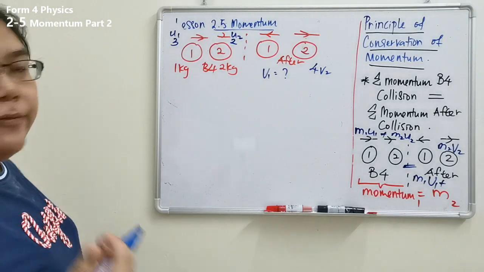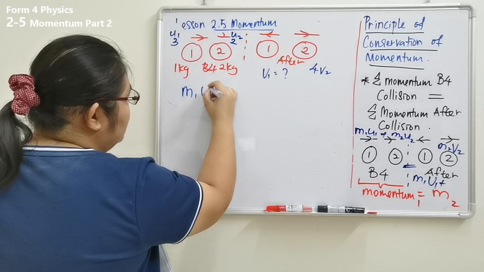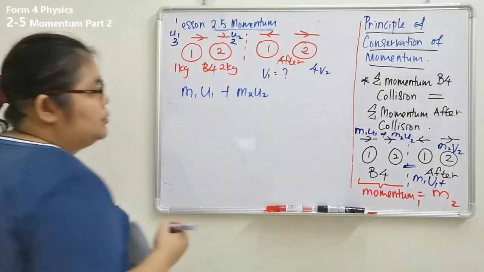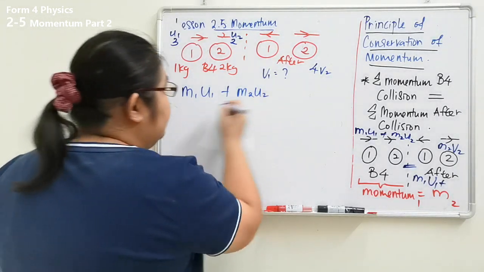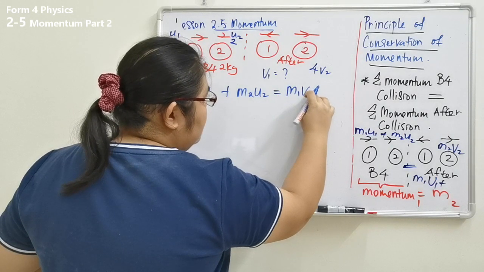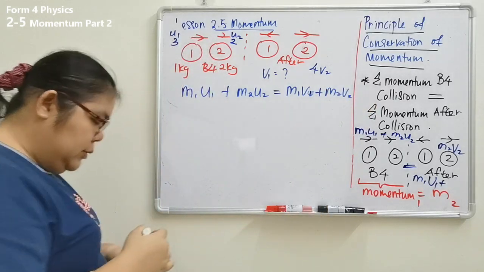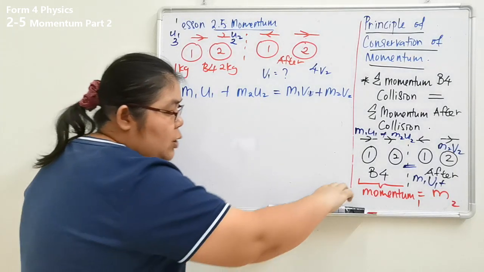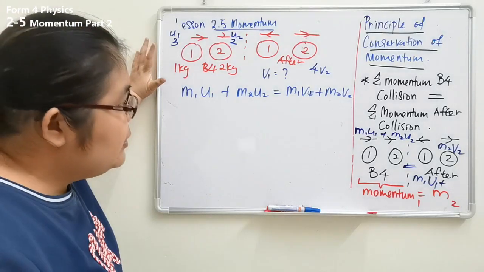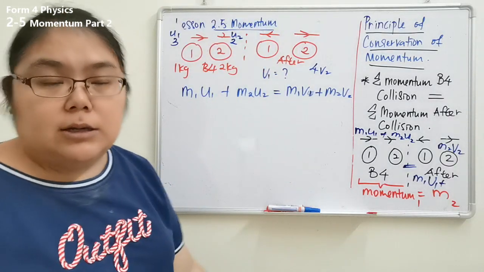Total momentum before and after must be the same. So the formula I create first, M1 U1 plus M2 U2. This one is the equation. Before then equals M1 V1 plus M2 V2. This one is the elastic collision. That means before you are separate, after hitting you also separate. This one we call elastic collision.